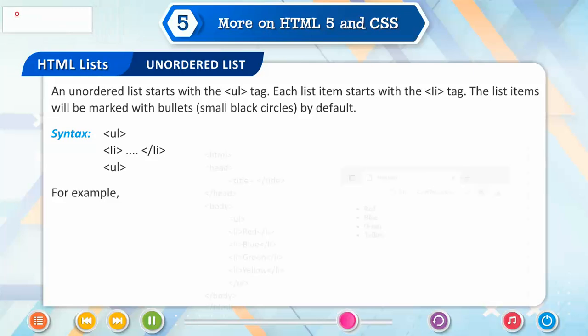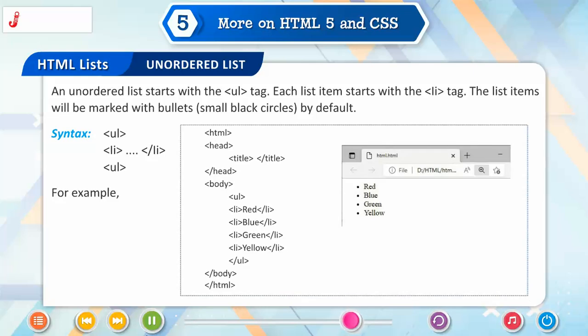For example, open HTML, open head, open title, close head, open body, open UL, open LI, red, close LI, open LI, blue, close LI, open LI, green, close LI, open LI, yellow, close LI, close UL, close body, close HTML.